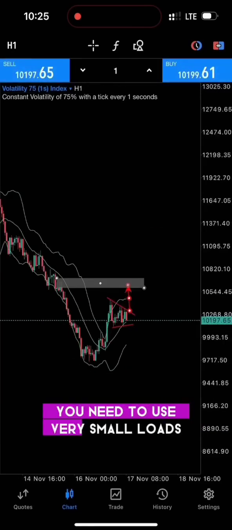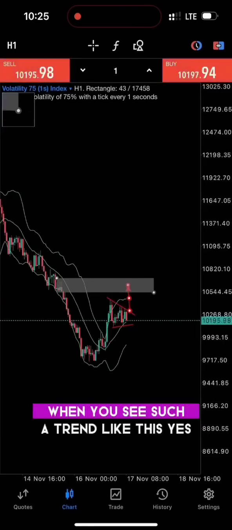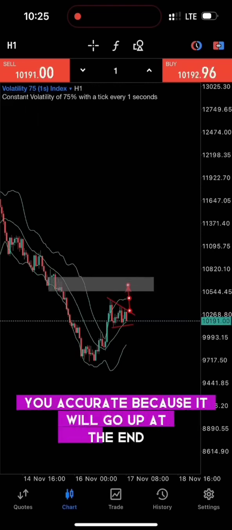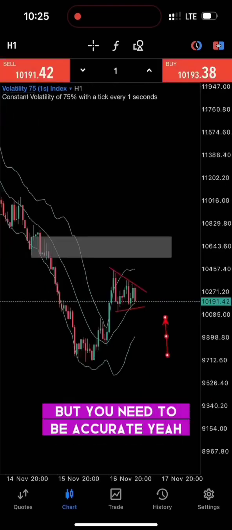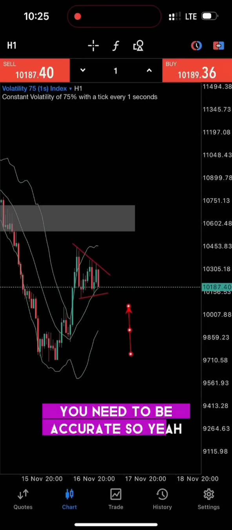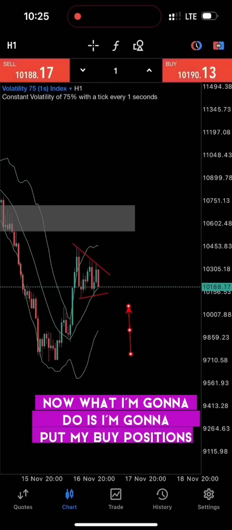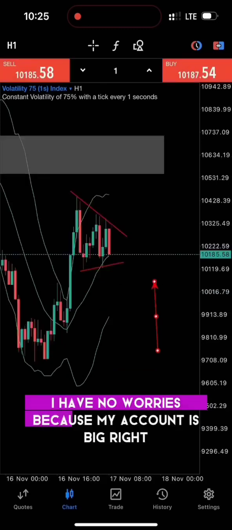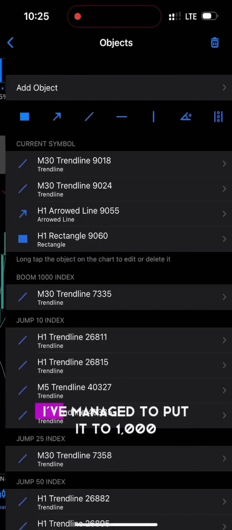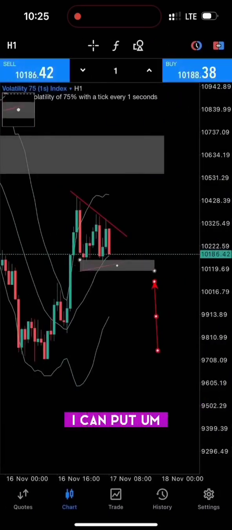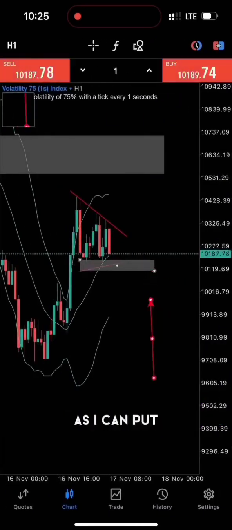So you need to be very careful. You need to use very small lots when you see such a trade like this. Yes, you'll be accurate because it will go up at the end, but you need to be accurate here. So here now, what I'm gonna do is put my buy positions. I have no worries because my account is big, right? I've managed to put it to 1,000, so it's okay. I can put as many positions as I can.